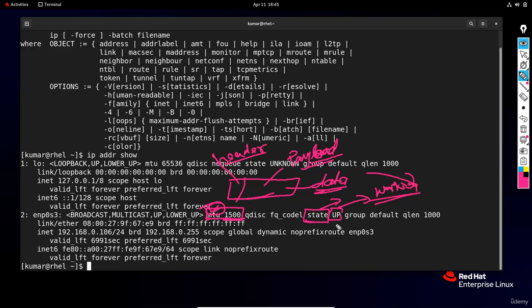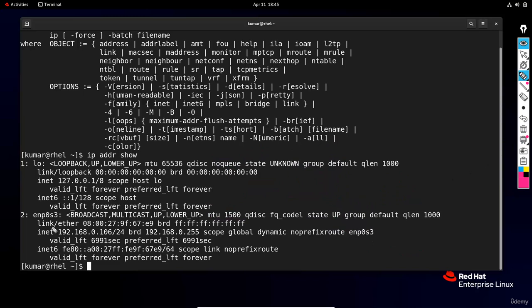If this is down, in this case the hardware is up but the software is down. So in this case it will not work, meaning the driver is down and it will not work. So you need to check this. When you go to the next, you will get the information here.